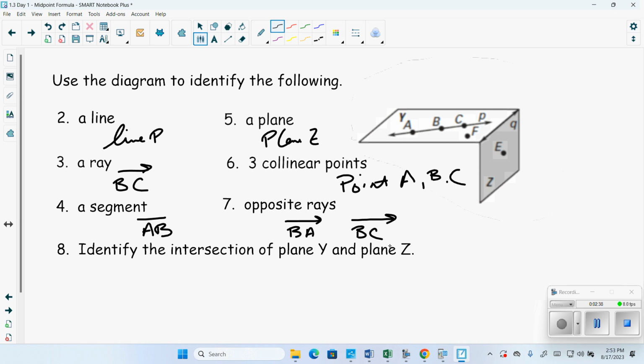And the last one, identify the intersection of plane Y and plane Z. Anytime we're talking about 2 planes, it always intersects at a line. So be careful there. Make sure you understand. So we're talking about line Q.